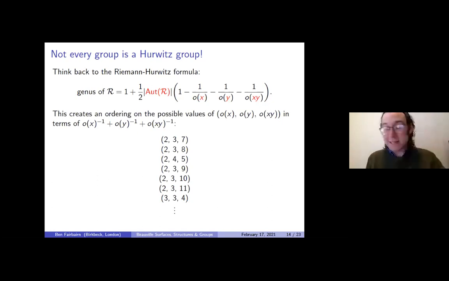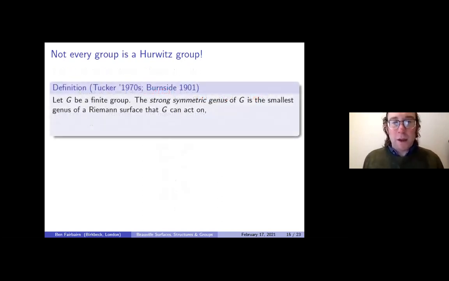Further down the list, this list does go on forever, but obviously for a given finite group, there are only so many possible element orders you could have. And so in particular, a given finite group could only go so far down the list. The real question is how far down? So in light of this, Tom Tucker in the 1970s, though even earlier than this, there is some evidence to say the great William Burnside thought about this in his famous book.